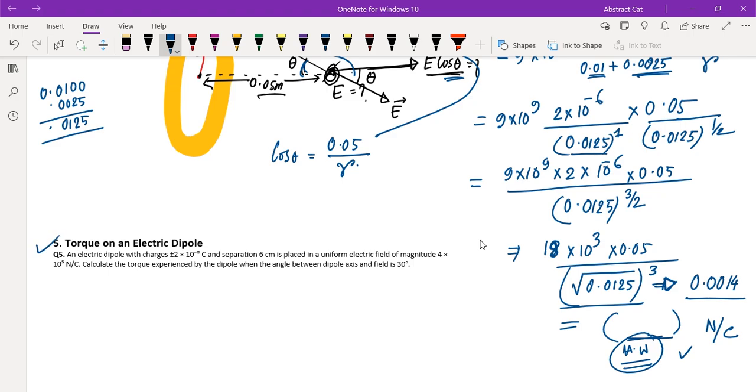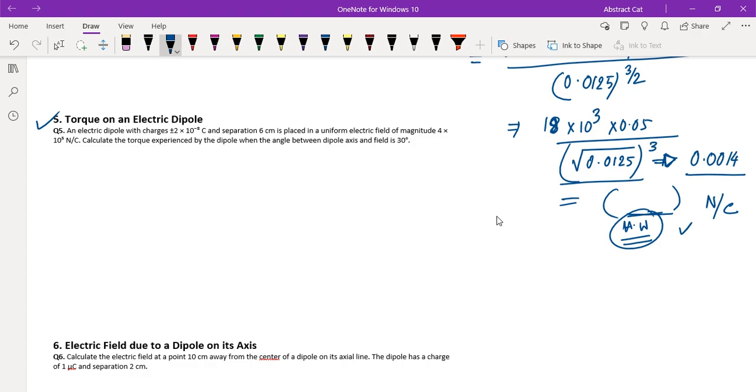So we jump into the next numerical, number 5. Torque on an electric dipole. Very easy numerical. How to solve the torque on an electric dipole? So torque tau, the dipole, the charge is given there. The separation is 6 centimeter, placed in a uniform electric field. The magnitude is 4 cross 10 to the power 5 Newton per Coulomb. Calculate the torque experienced by the dipole when the angle between the dipole axis and the field is 30 degrees. So tau equal to P E sin theta, that is P cross E, so P E sin theta.